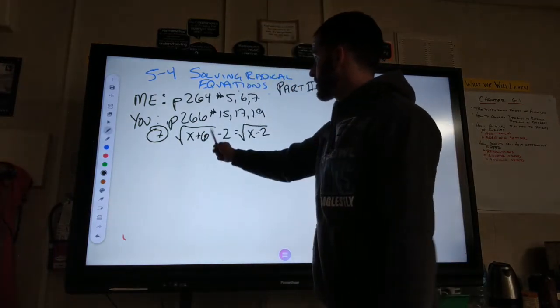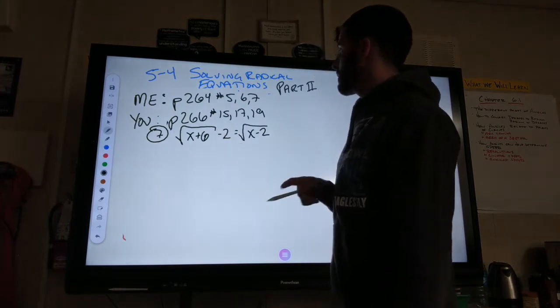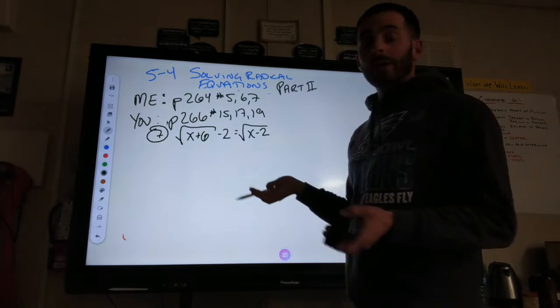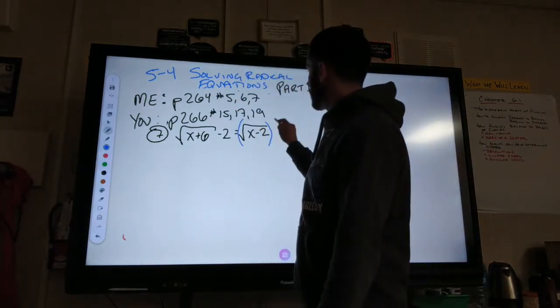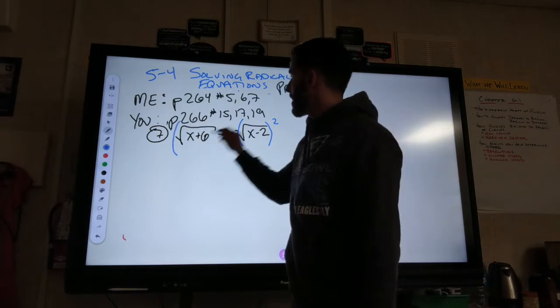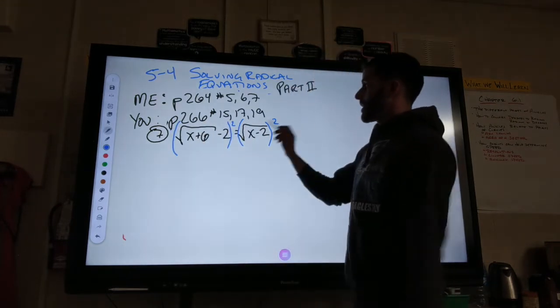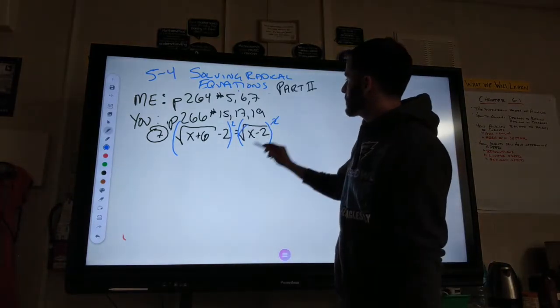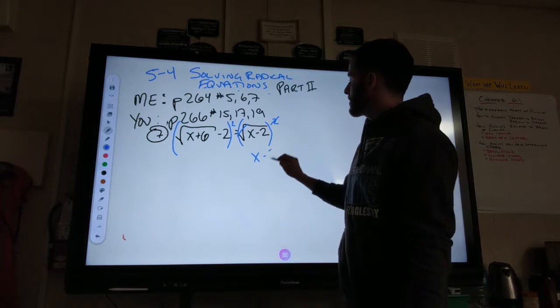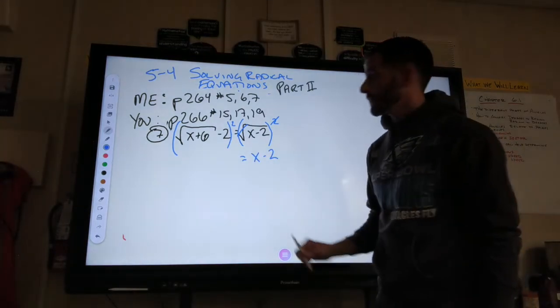We have a square root with something outside the square root and then a square root by itself. The only thing I can think to do is try to get rid of this square root first by squaring both sides. Okay. Let's go to this side because it's easy. That side, I'm actually a little afraid of. Square, square. They cancel out, we get x minus 2. Over here.